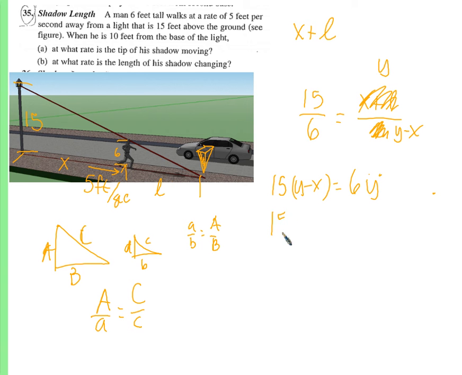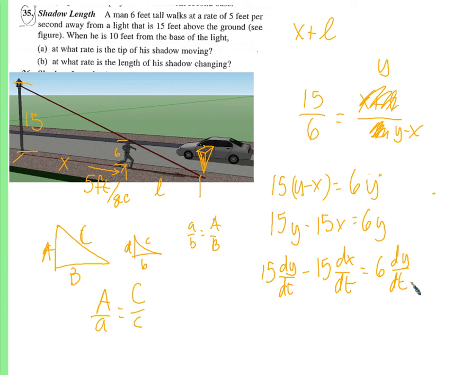Okay. So 15y minus 15x equals 6y. Take the derivative of both sides. Go. 15 dy dt minus 15 dx dt equals 6 dy dt. I want to know about dy dt. I can collect dy dt's on one side. We can get 9 dy dt.